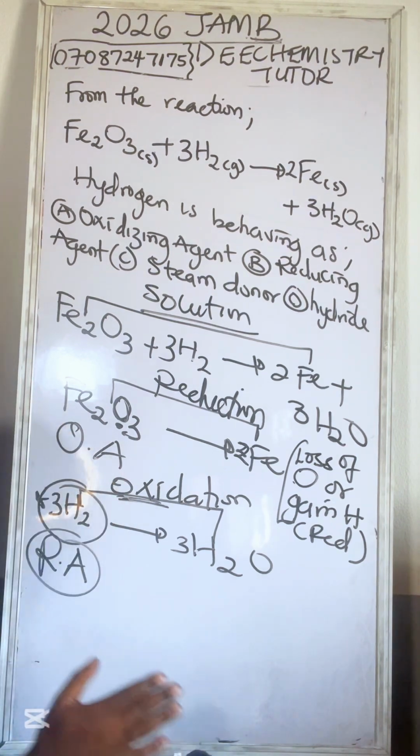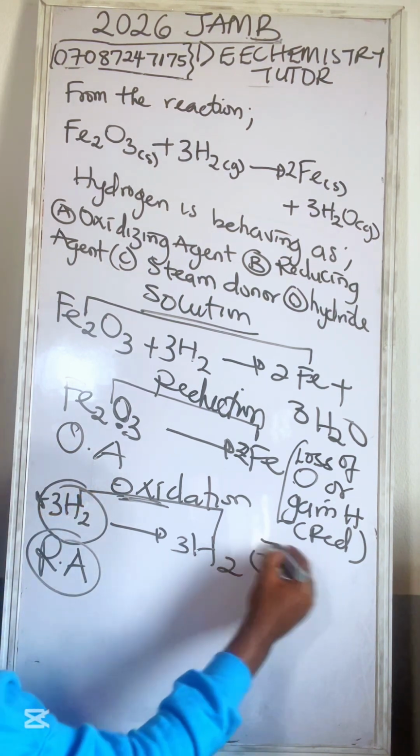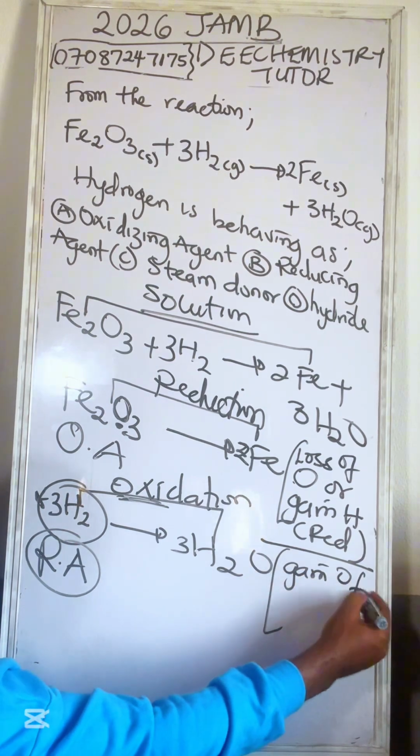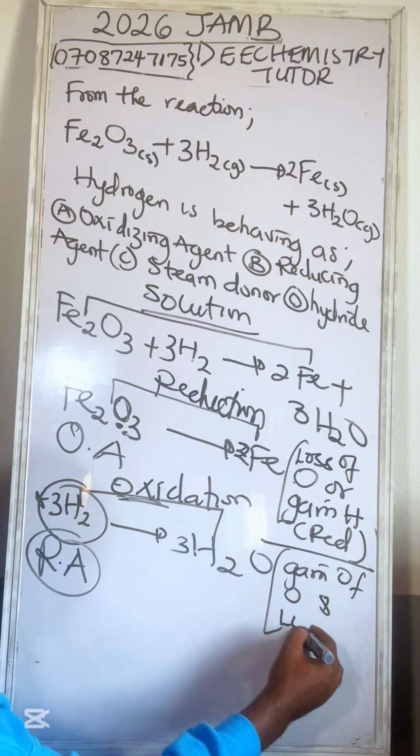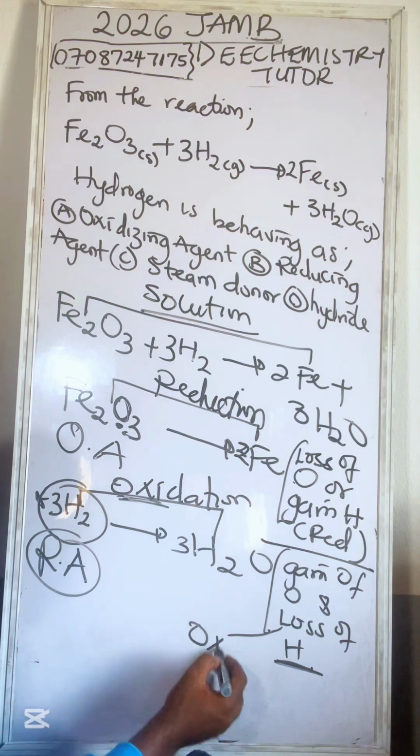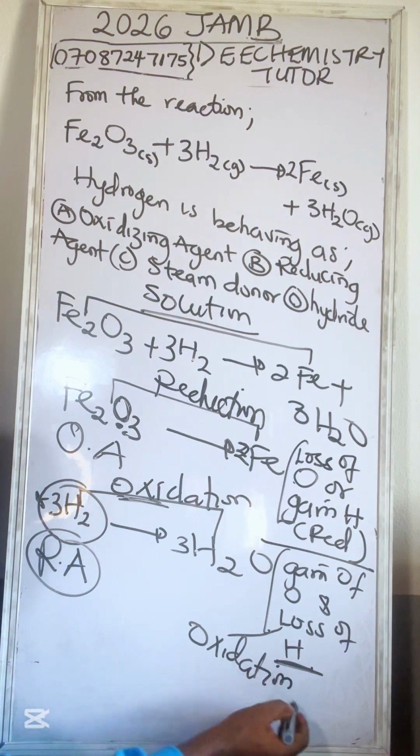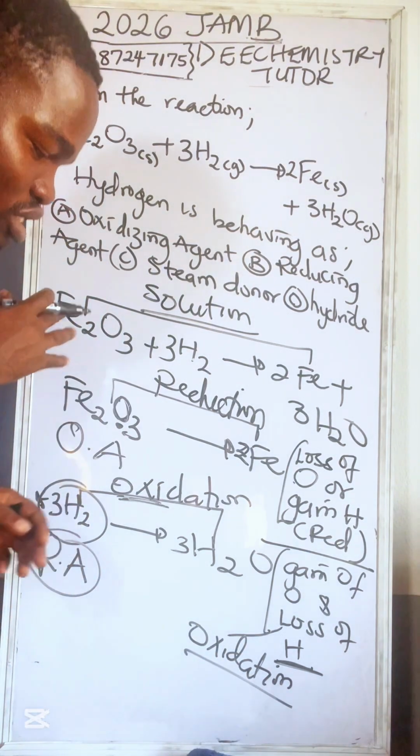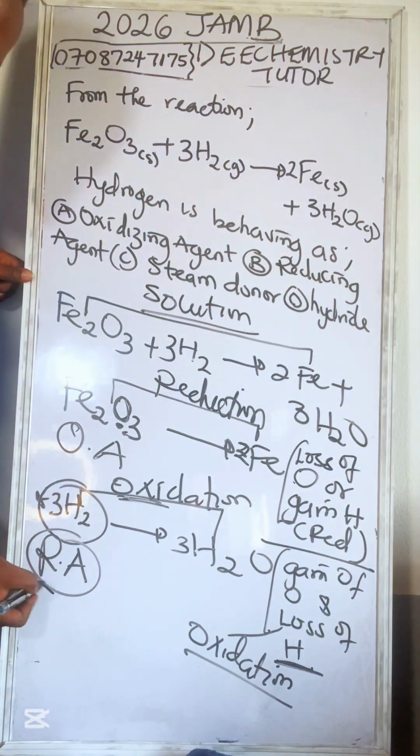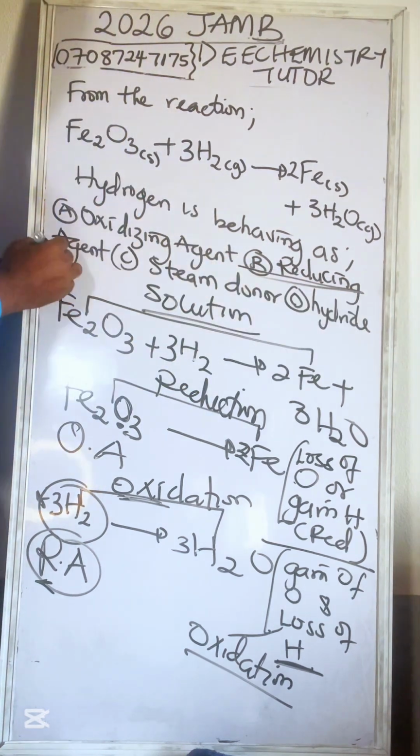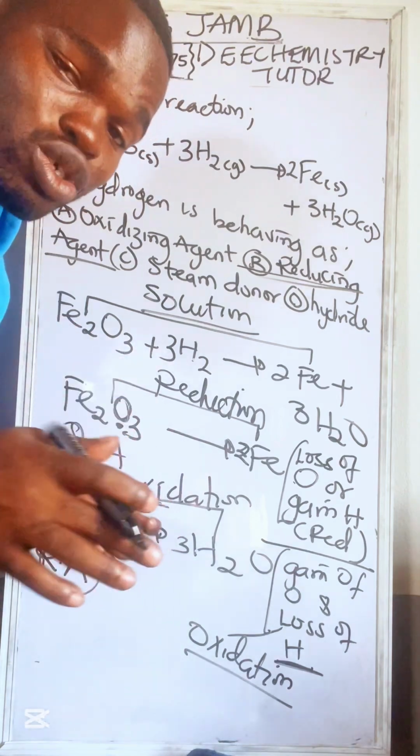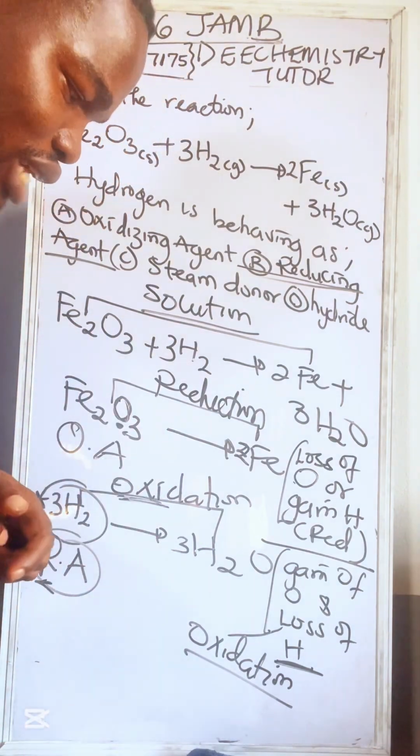So this is just basic. You don't need any other thing. So from here I can say that gain of oxygen and loss of hydrogen will be oxidation. I don't want to bore your head with that. There are other ways you can do this, but the question is just easy. What is the hydrogen behaving as? Reducing agent. And as a matter of fact, we know that hydrogen is a very fantastic reducing agent, and by now you should know that. It's a rule of thumb. So that answers this question.